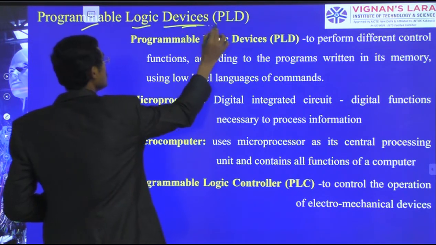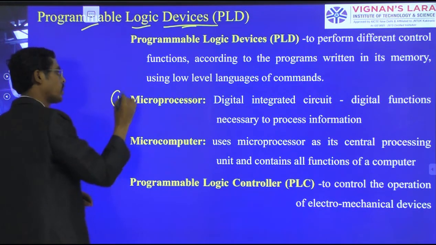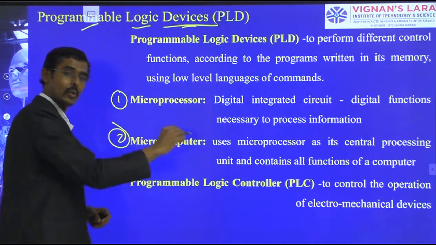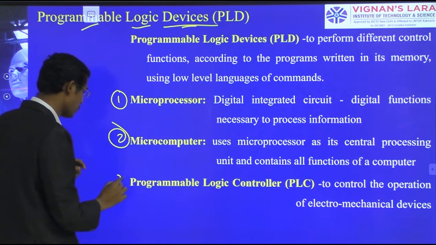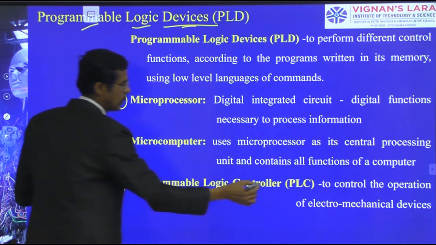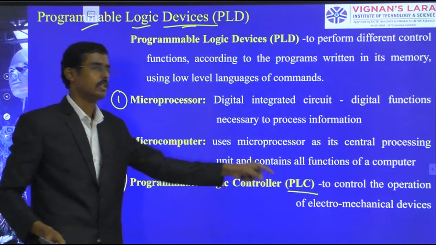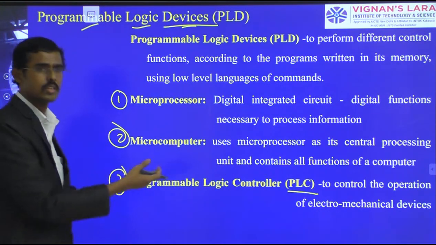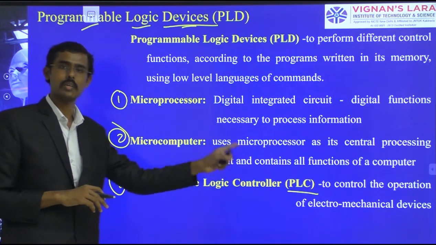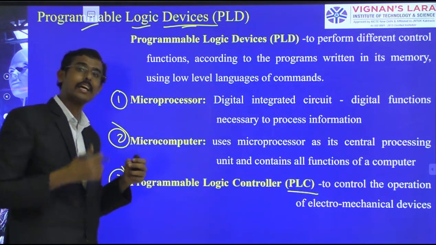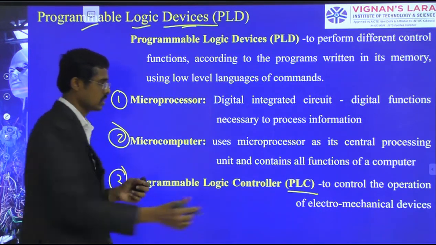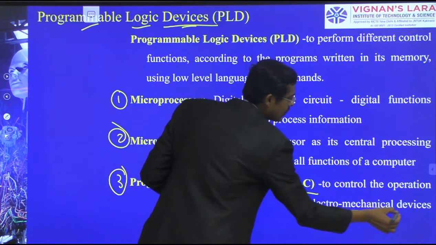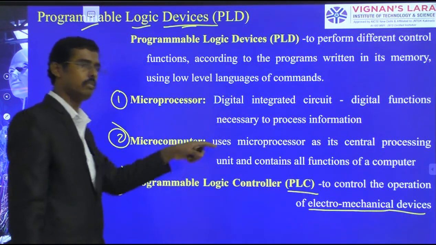So these devices I am naming as number 1, microprocessor, number 2, microcomputer or otherwise a microcontroller, and number 3, the programmable logic controller, the PLC, the most important factor in the electronics industries with respect to mechatronics. PLC helps in controlling the mechanical systems through electronic devices to control the operation of the electromechanical devices. That is done through the PLC. We will go one by one.